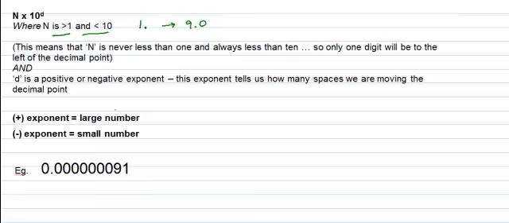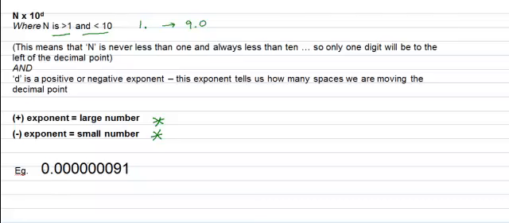D, of course, is the exponent, and it can be positive or negative. And if you remember what positive and negative mean, you can get to the point where you say, okay, well, we know that if it is a negative exponent, it is a very small number. If it's a positive exponent, we know it's a very large number.